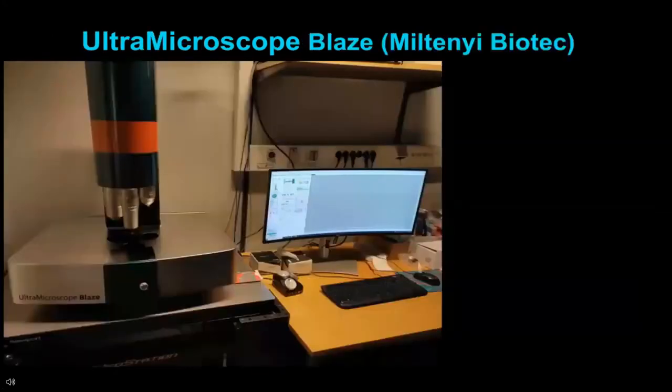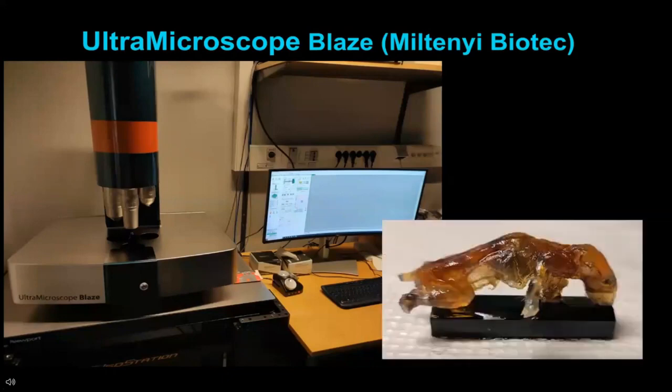So this is one of the very new microscopes on the market, the ultramicroscope Blaze, that we're very happy with. And I will go through some of the specifications. So here you see our beautifully cleared mice. And this is in air, and when immersed in fluid, they become even more transparent.